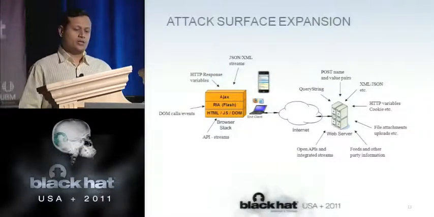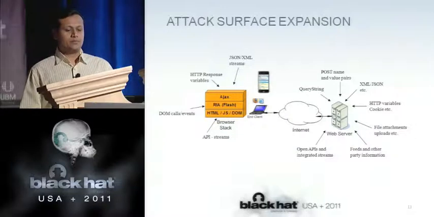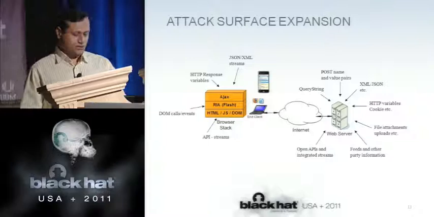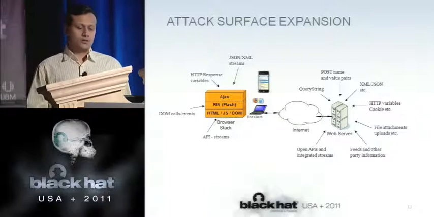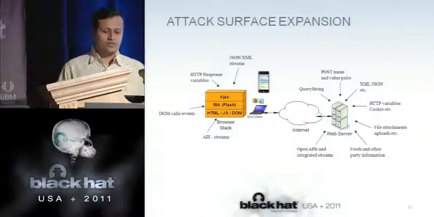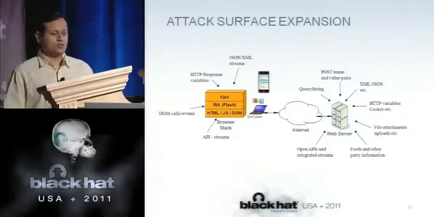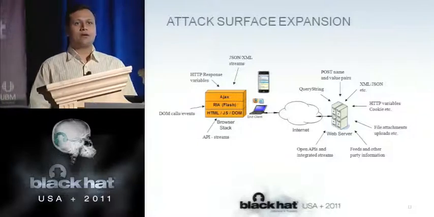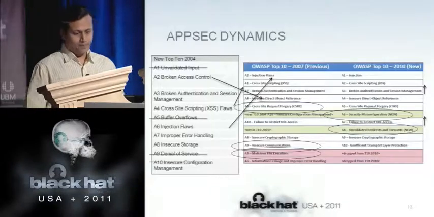This essentially expands the attack surface. On the server side, we have a query string, POST name, XML, JSON, HTTP variable, file attachment, feeds, open APIs, etc., which would be your web server side components. And then on the browser side, you have entry points like JSON, HTTP response, DOM calls, events, API streams, and so on. So this is how this whole new architecture expands the attack surface and gives you more entry points to both the server and the browser end.